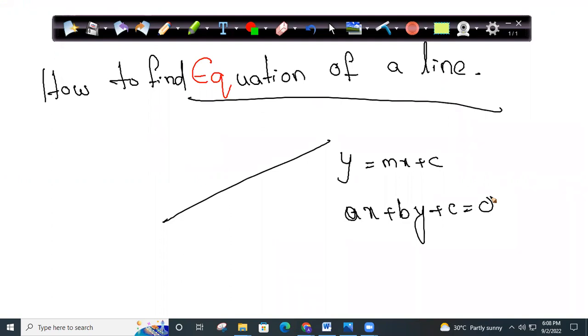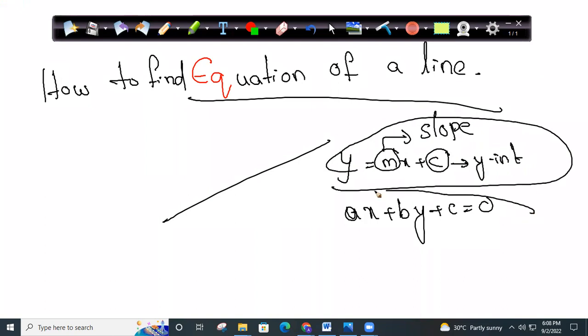But how to find the equation of a line, or what are the things that should be kept in mind when I'm finding the equation of a line? First thing is I need to find the slope. Next, c, we know, is the y-intercept. And this form is preferred over this form. So just think to yourself why this form is preferred over this form. I'll give the logic, why the above form is preferred.